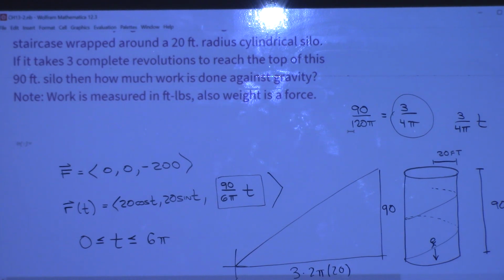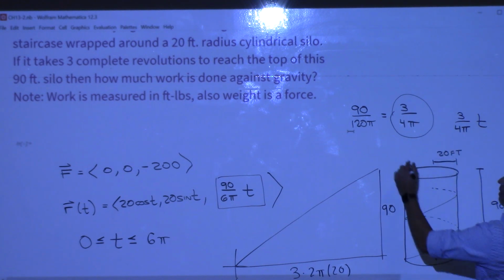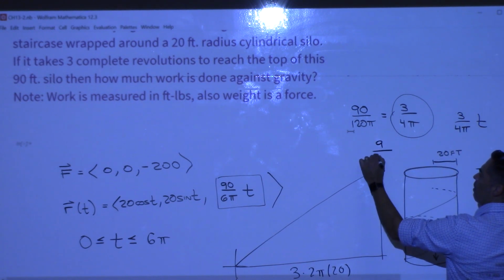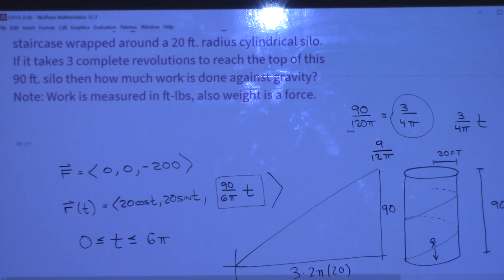So what was wrong with ours? What was wrong with ours? This slope thing, what was wrong with this? Because we almost got that, didn't we? If I multiply the top and bottom by 3, what would I have? 9 over 12 pi, right?